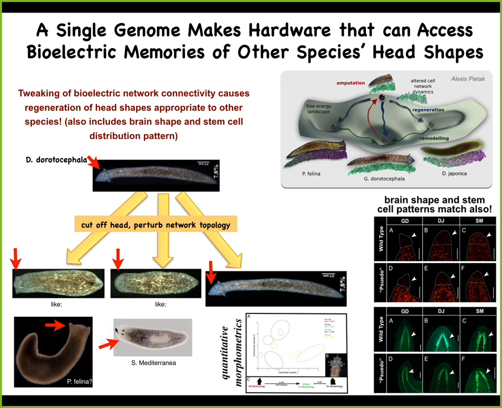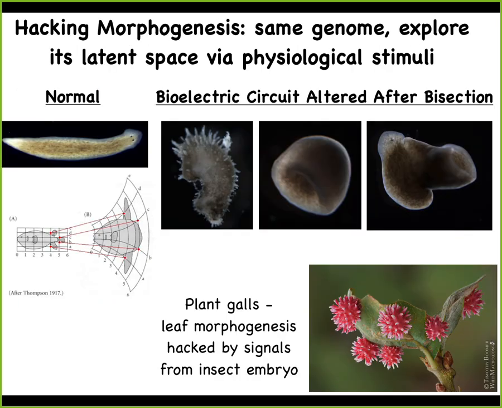These other species are about 150 to 100 million years distant from this. So without genetic change, what you can do physiologically is to explore the different attractors that are the standard outcome for other species, but you can explore them with exactly the same hardware. Not only can you explore those attractors, there's a huge latent space of possible shapes that you can make.